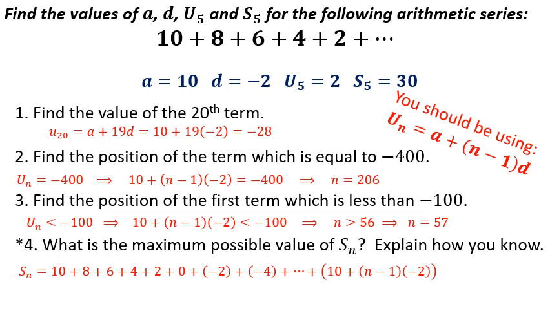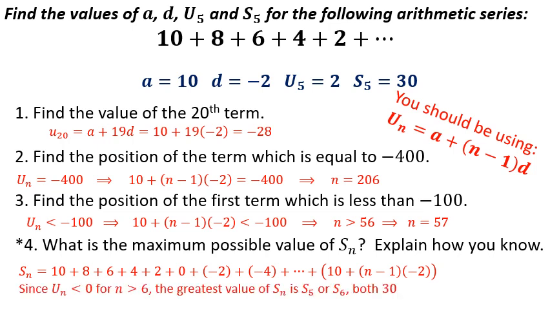S4 is going to be 28. S5 is 30. S6 is also 30. We're just adding 0. S7 is 28 again. And S8 will go down to 24, and so on. So the sum reaches a peak and then starts to tail off.